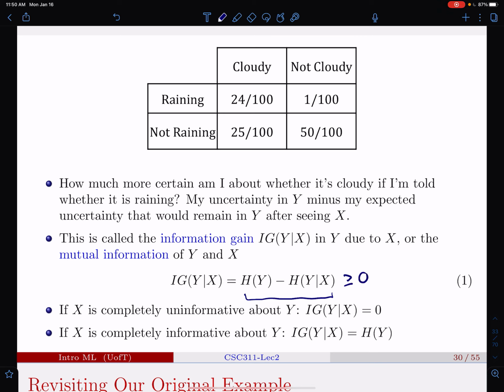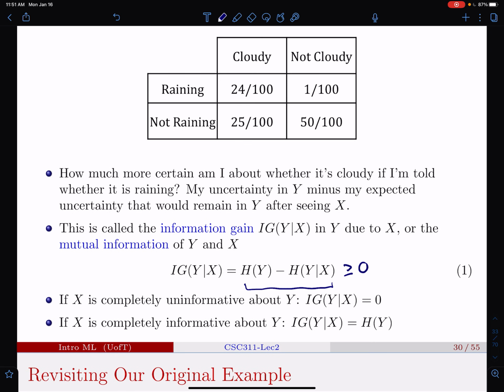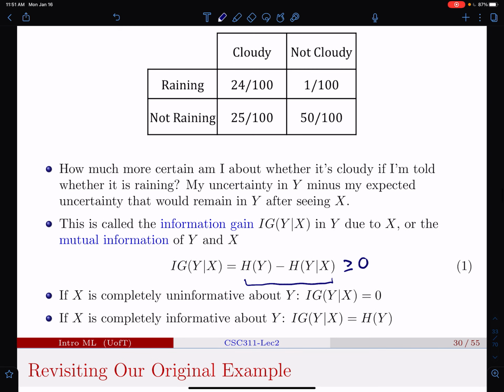So this is a number that's always greater than or equal to 0. The information gain is 0 if x is completely uninformative about y, so we don't gain any knowledge about y after knowing x. If it's completely informative, the information gain can be equal to the entropy of y itself. So if the split perfectly separates out two classes, then the information gain is maximized. Like if we initially had 10 lemons and 8 oranges, and we separate them out completely, the information gain is the entropy itself.